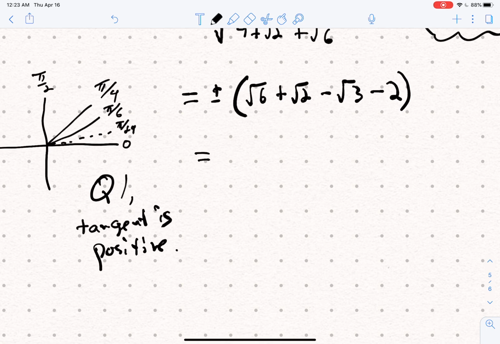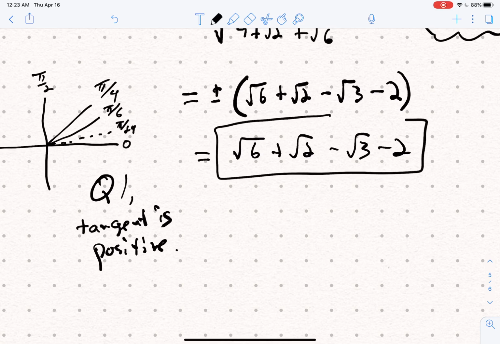And so we choose the positive of these. So this is equal to positive radical 6 plus radical 2 minus radical 3 minus 2. And that is our final answer for the tangent of pi over 24.